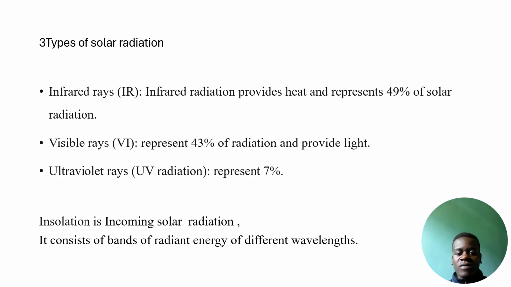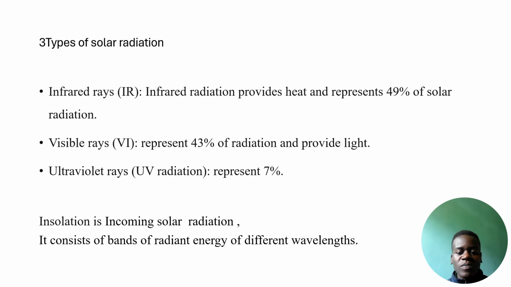Then we have the types of solar radiation. There are 3 types of solar radiation. The first is infrared radiation. This radiation provides heat and represents 49% of solar radiation. The second is visible rays. It represents 43% of solar radiation and provides light. And there is another type that we call ultraviolet. It represents 7% of solar radiation.